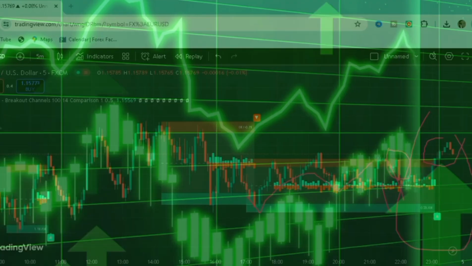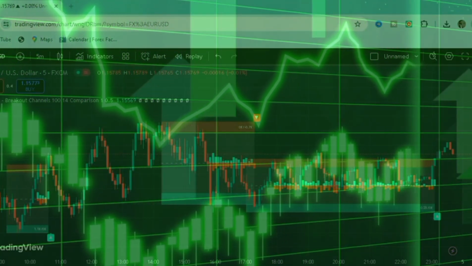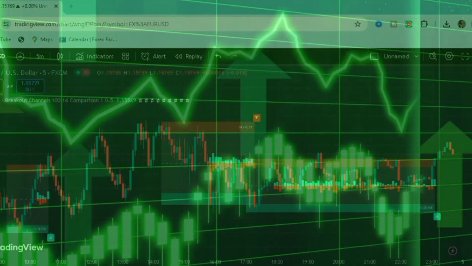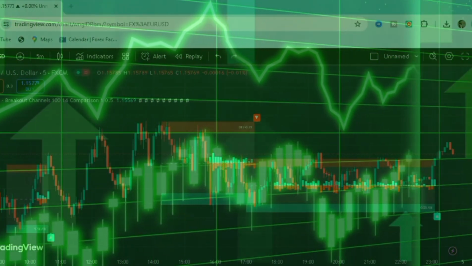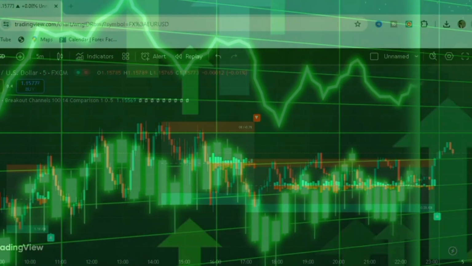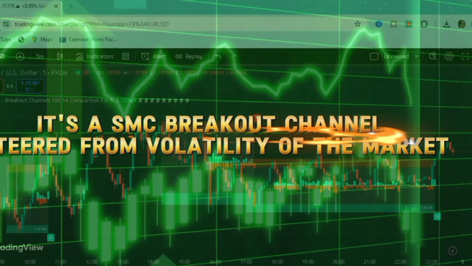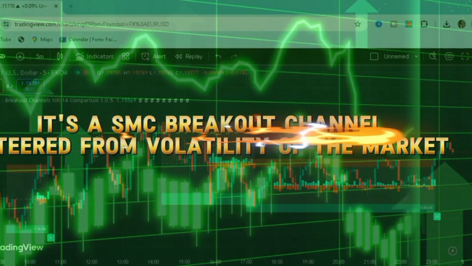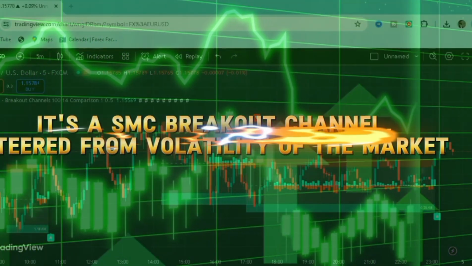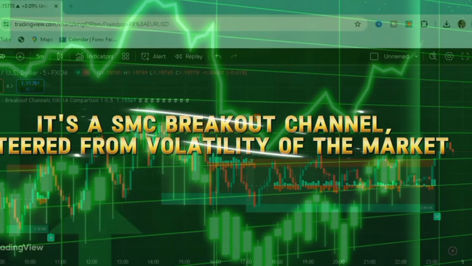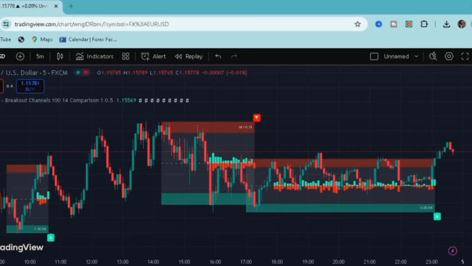losing your money. So the reason why I have loved using this indicator, rather testing this indicator, is how it explains when it plots all this for you. It is a smart money breakout channels indicator that is based on the volatility of the market. So this level tends to be very effective for each and every trader.